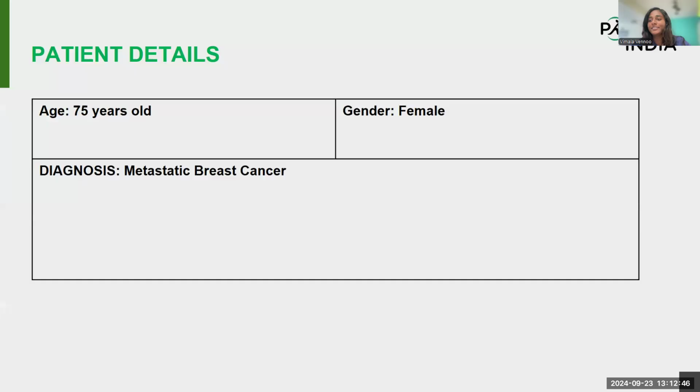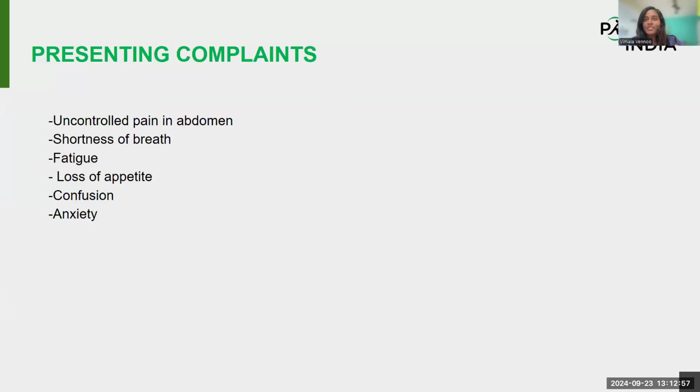All right. So my name is Bimla. I'm a nurse from the Garden House Hospice. So this is about a patient. She's 75 and her diagnosis is metastatic breast cancer. She's female. Presenting complaint: uncontrolled pain in abdomen, shortness of breath, fatigue, loss of appetite, confusion, and anxiety.